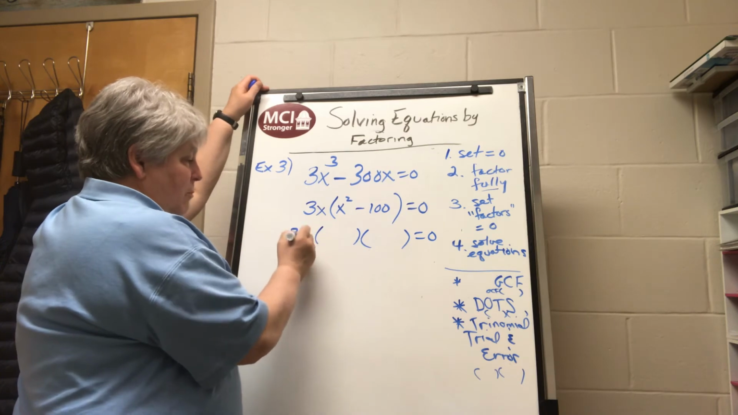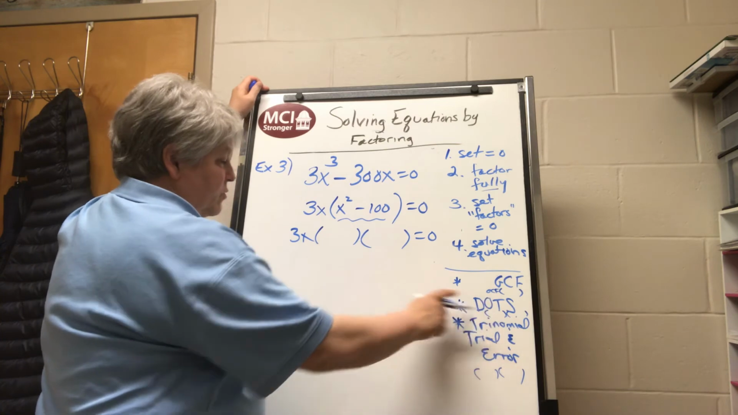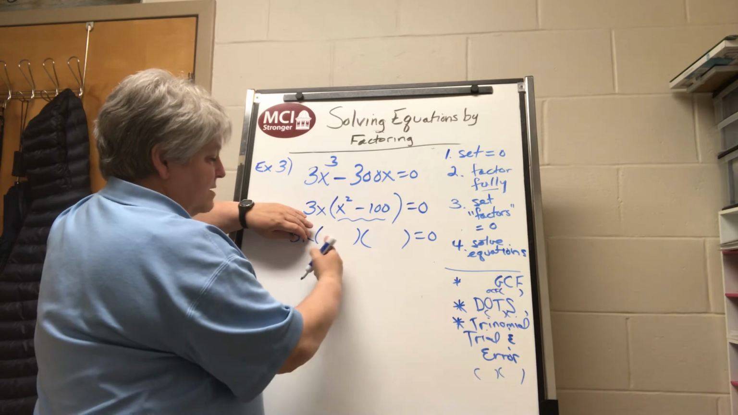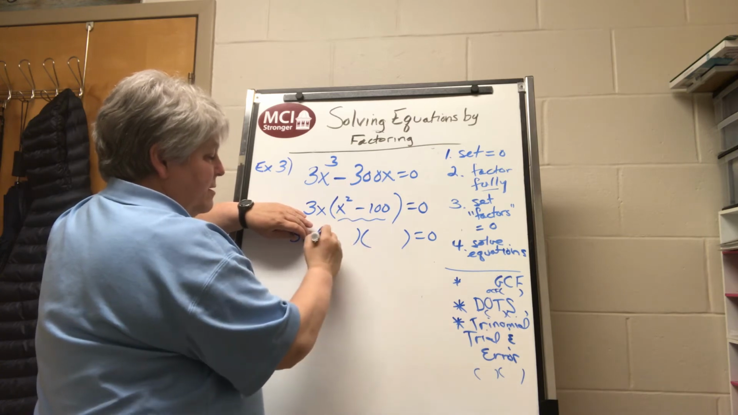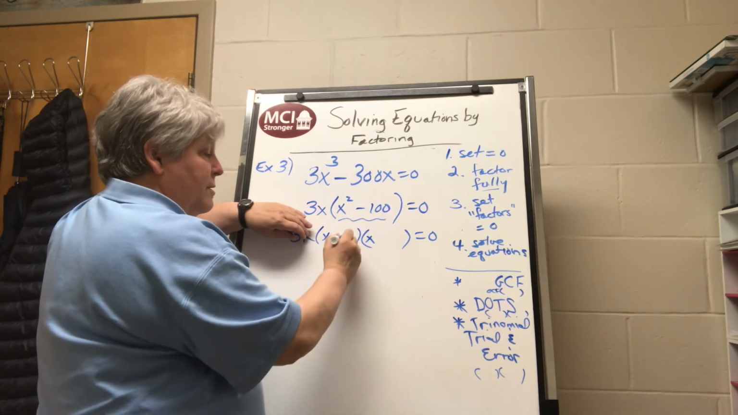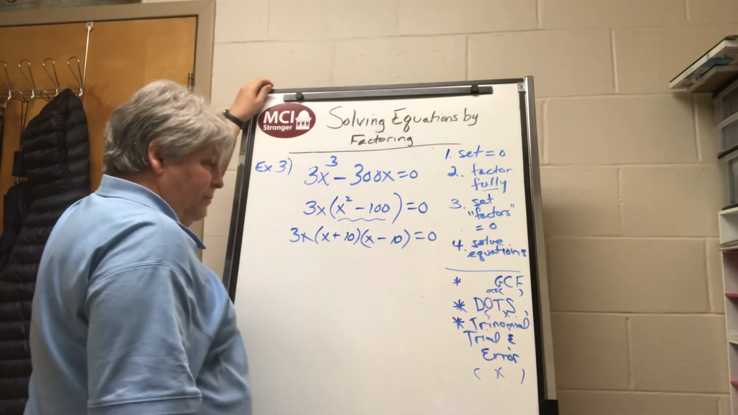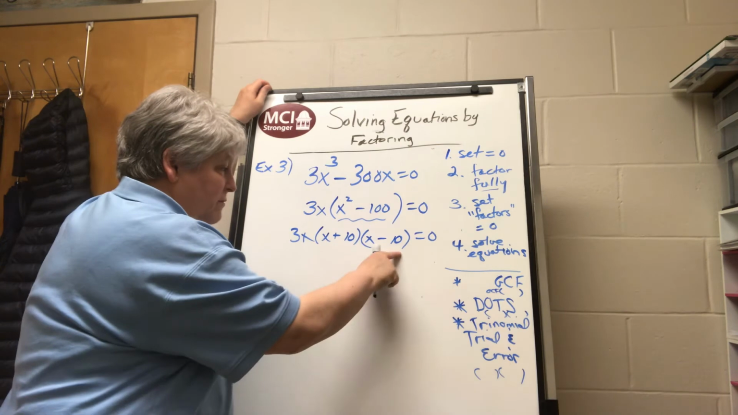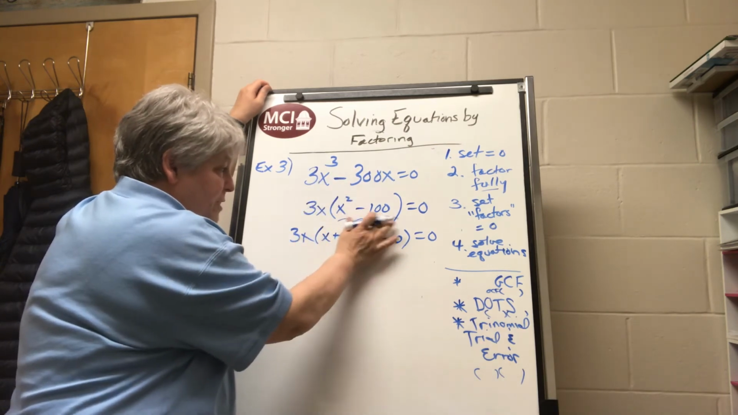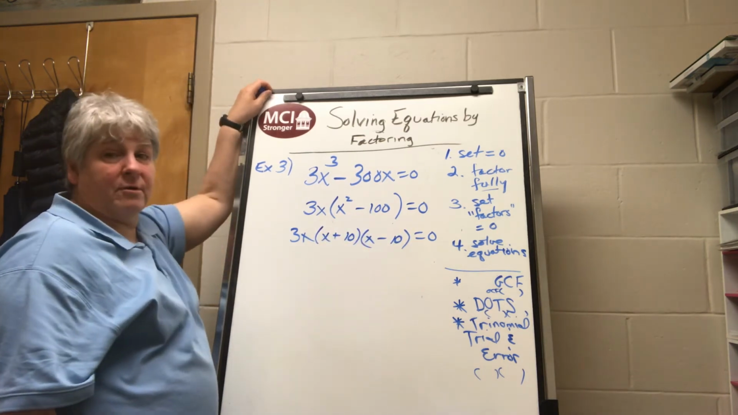So I'm going to bring the 3x down, but I'm going to look for a new way to write this. It's a difference of 2 squares, so I'm going to use this set of parentheses to replace that. What times itself gives me x squared? X times x. What times itself gives me 100? 10 and 10. Put one of each sign. This is equivalent to this. So when we brought this down, here's the 3x, but we wrote this a new way. Now we have factored fully.